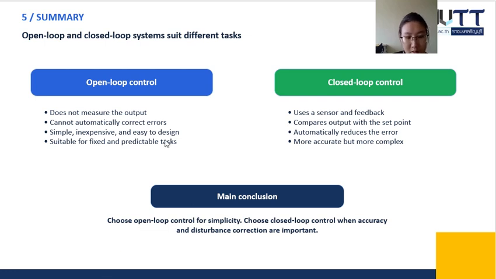Open-loop control doesn't measure the actual output and cannot automatically correct errors, but it is simple, inexpensive, and suitable for fixed and predictable tasks. Closed-loop control uses a sensor and feedback to compare the actual output with the set point and automatically reduce the error. It is more accurate but also more complex.